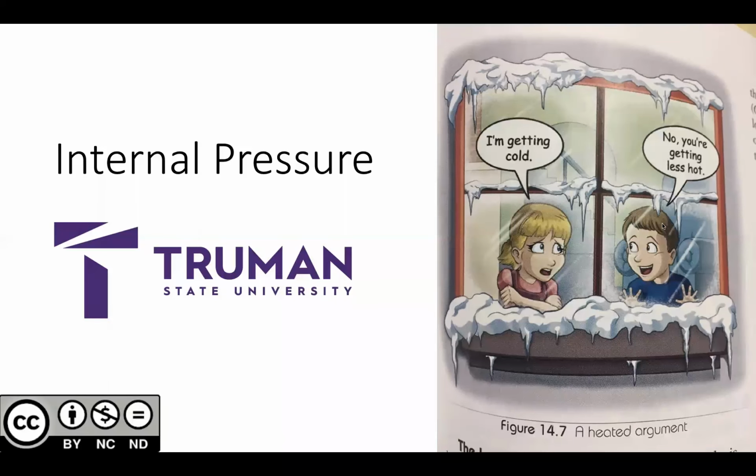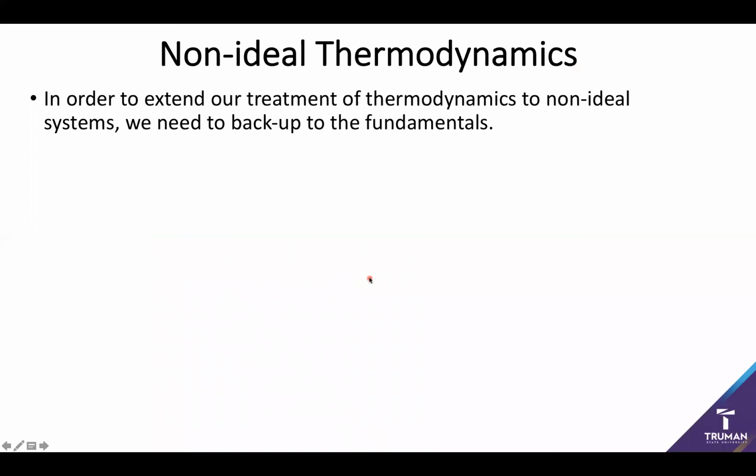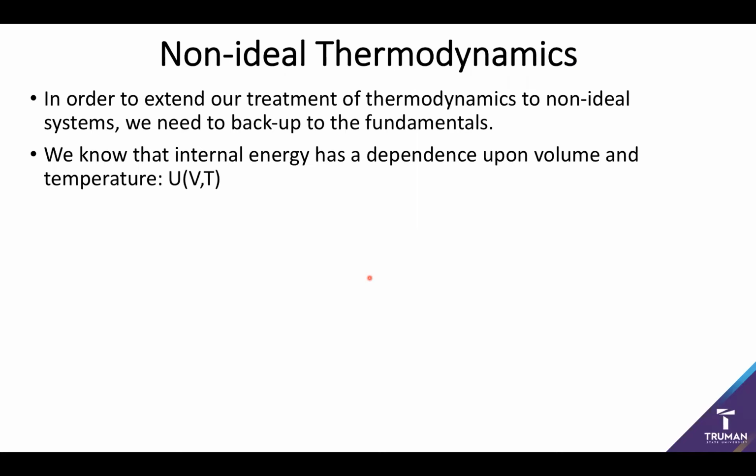the internal pressure. So if we're going to try and describe our thermodynamical functions in a non-ideal system, we're going to really need to back up to figure out where we've been making our approximations and how we can drop them. So a good place to start is with our good old friend internal energy. So we know that internal energy has a dependence upon both volume and temperature. So we've got a volume and temperature dependence.